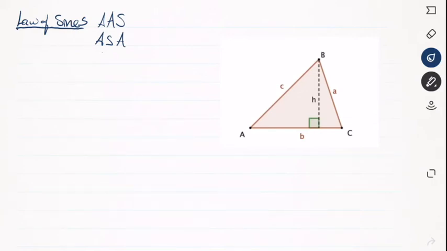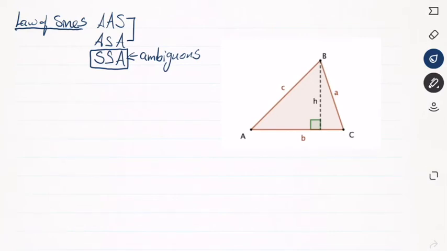There's one other, and I'll spell it backwards here, but I usually tell my students that if you spell out a bad word, then it's a strange case. This one is considered an ambiguous case because it doesn't prove a right triangle or a triangle is congruent to another triangle. So this one is going to be the tricky one. It might give us a triangle, it might give us no triangle, it might give us two triangles. But these two up here are guaranteed to only give you one triangle. So let's see how these are all going to work.